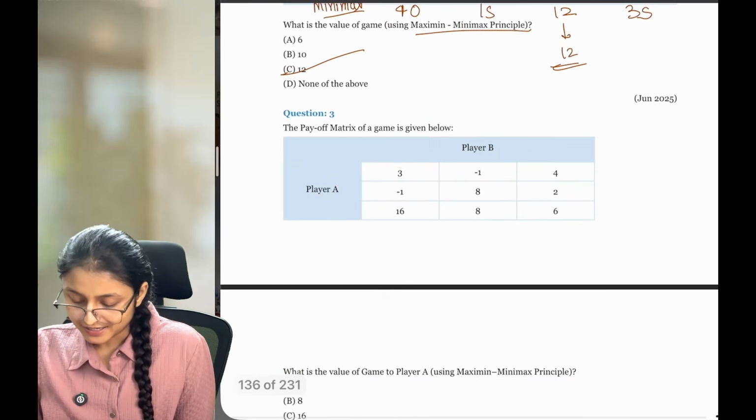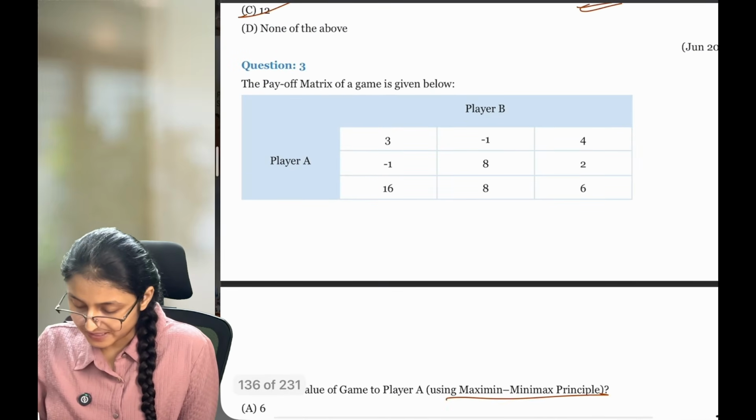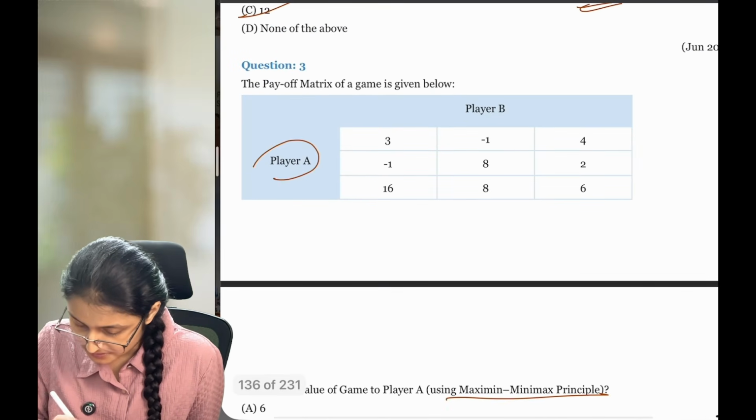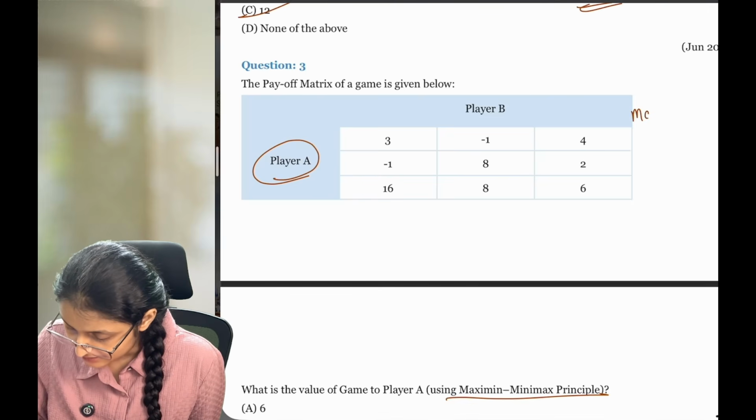Okay. Next, again we have a payoff matrix and you need to use maximin minimax principle. So this is a maximizing player, will calculate maximin.